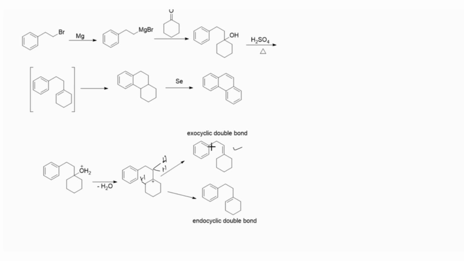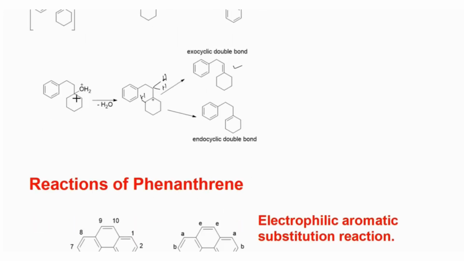But you see here, we will always get the endocyclic double bond, not the exocyclic double bond. Here the endocyclic double bond is more stable than the exocyclic double bond. That's why this intermediate is preferentially formed. Okay, this is the key step we should understand. So this is all about the Bardhan Sengupta method.